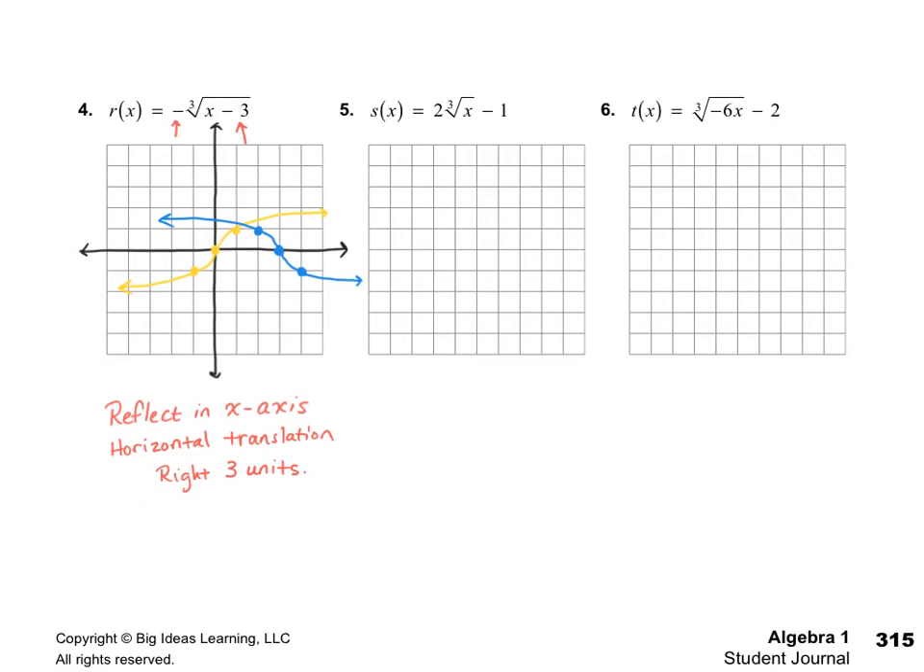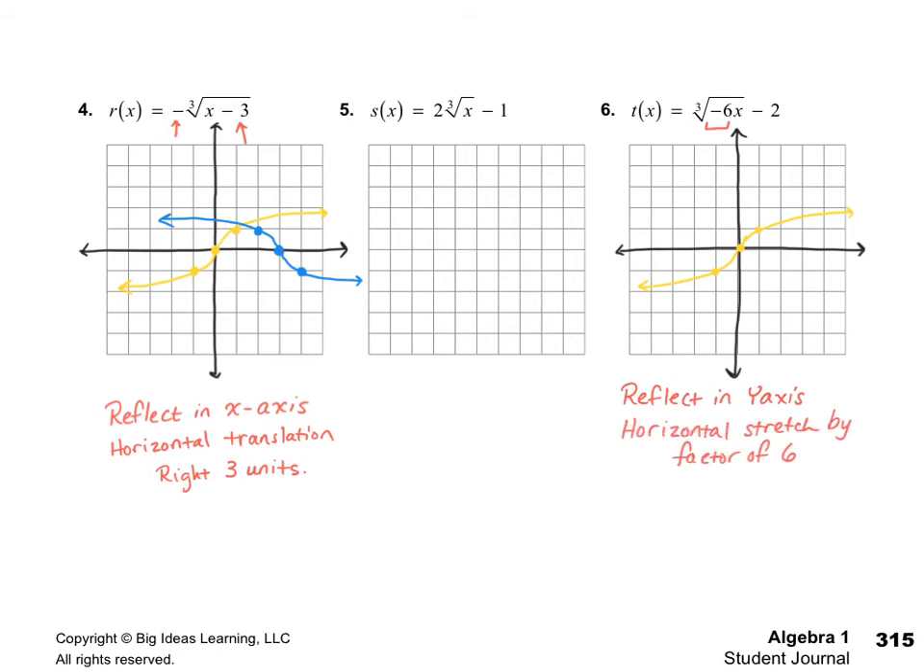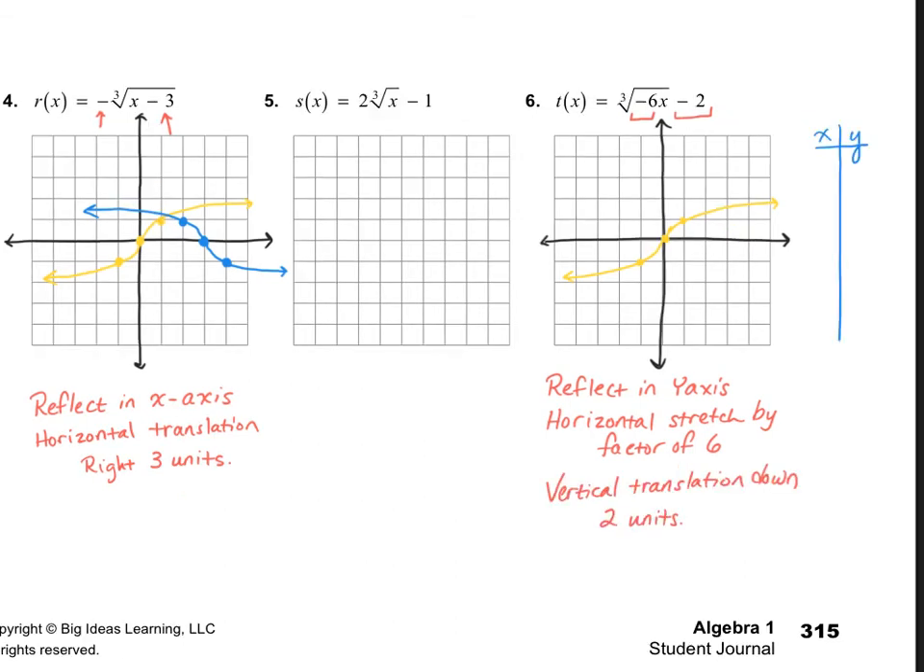All right, let's take a look at number 6. Okay, I've drawn our parent function in for number 6. So we have a -6 on the inside. The negative means that it's going to be a horizontal reflection, which means it's a reflection in the y-axis. Secondly, we have a horizontal stretch by a factor of 6. Lastly, we have a -2 on the outside of the function, which means the whole shape is going to be shifted down 2 units.